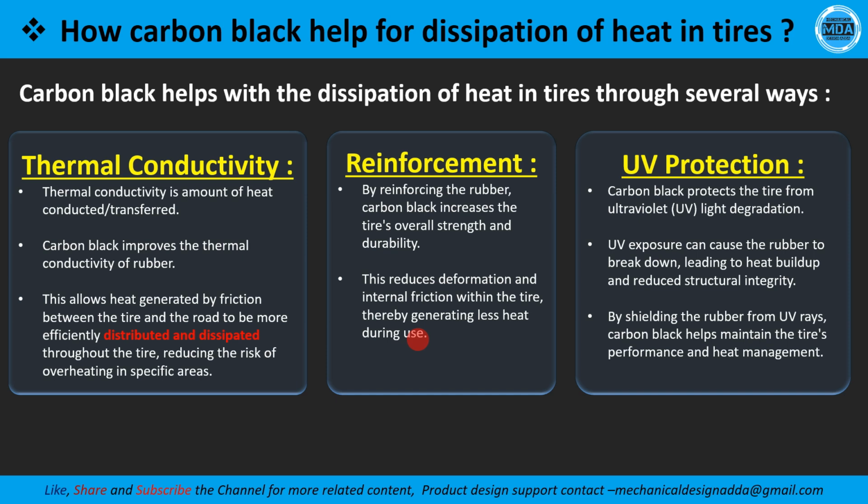integrity. Because of the continuous heat from outside, as we know in India, sometimes in summer it will hit 48 degrees, even 50 degrees. Under this very hot condition, our tire should dissipate the heat and evenly distribute the heat throughout the area. Carbon black helps in that condition, and it maintains the structural integrity by shielding the rubber from the ultraviolet rays. Carbon black helps to maintain the tire performance and heat management. It works as heat management.